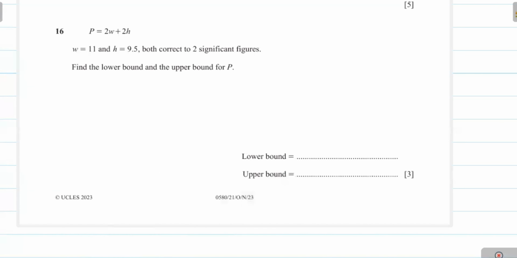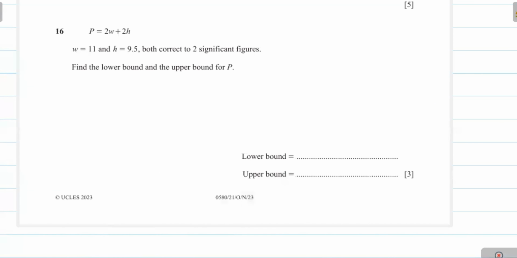Now the error will be 1 over 2, and this is 0.5. Therefore, the upper bound value of W will be equal to 11 plus 0.5, and this will be equal to 11.5. And the lower bound value of W will be 11 minus the error. Now you see here that is 11 minus 0.5. This value will be equal to 10.5.